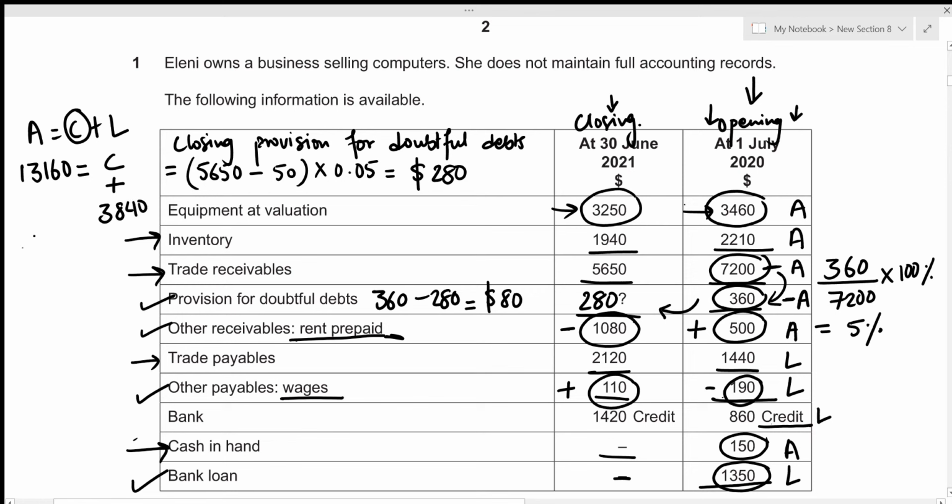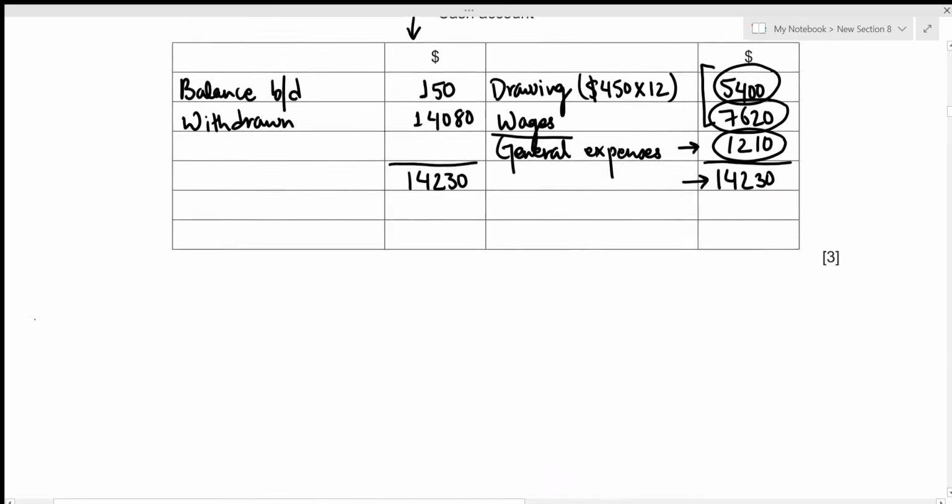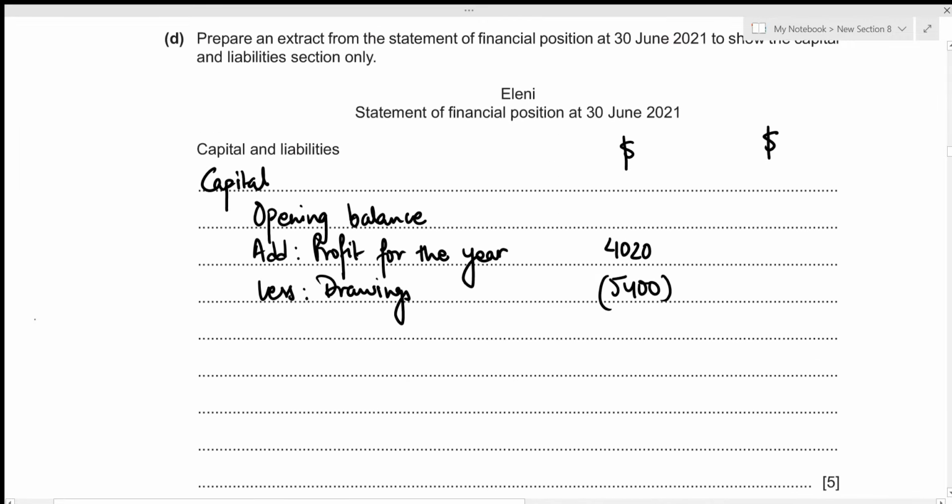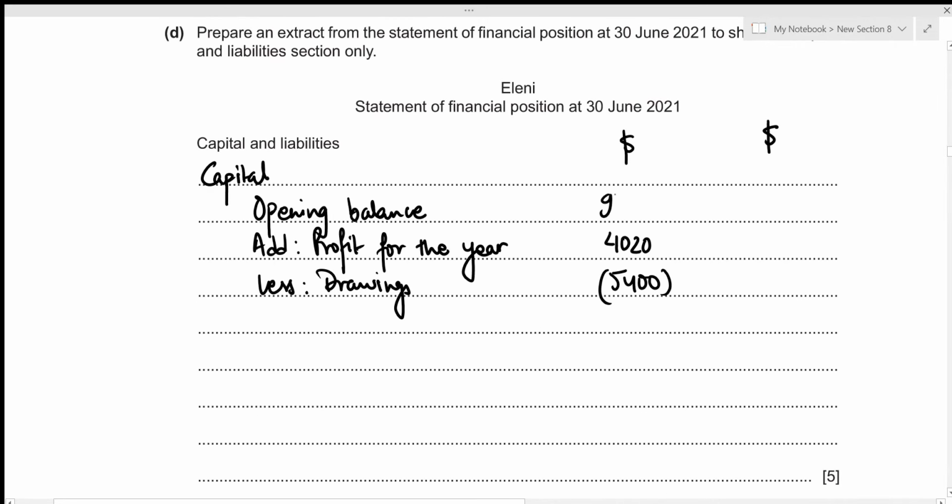So from this, we can easily figure out the capital. That's just going to be 13,160 minus 3,840, which gives the opening balance for the capital to be 9,320. So we just substitute this value in our statement of financial position. So that's 9,320. Now let's figure out the total for the capital. That's just going to be 9,320 plus 4,020 minus 5,400, which gives the total capital to be 7,940.